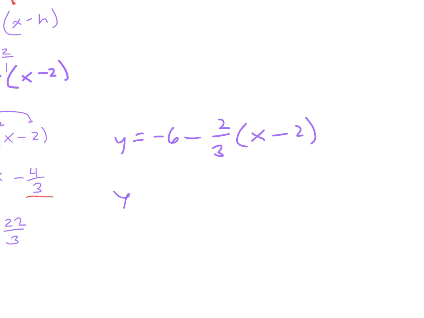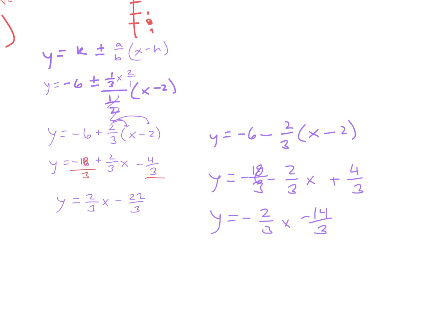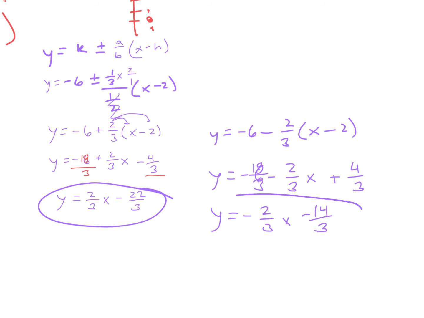And then the other one is y is equal to, I still have to distribute, so -6 minus 2/3 x plus 4 over 3. Do the same thing, make this one 18 over 3, so I can combine my like terms. y is equal to -2/3 x minus 14 over 3. So these are my two asymptotes.